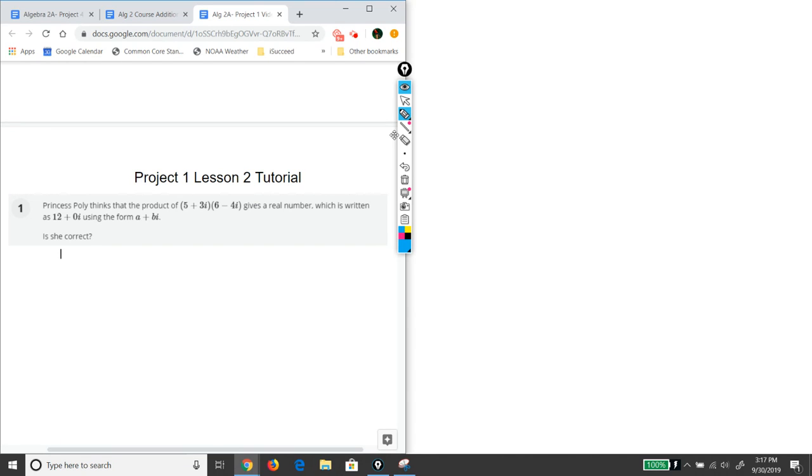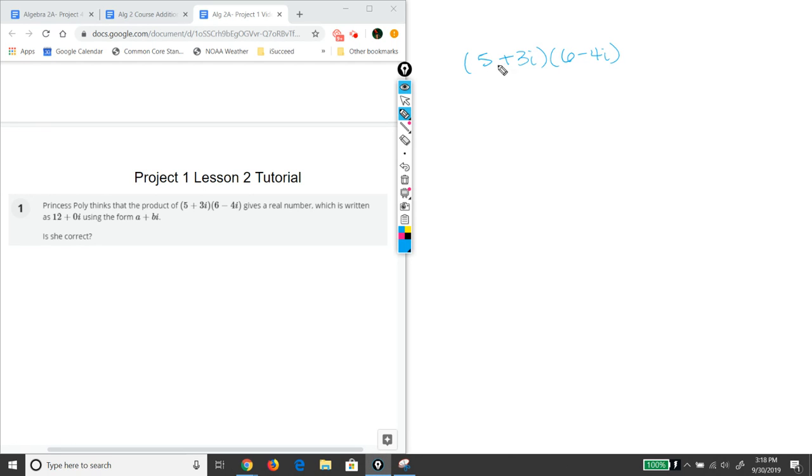And she's saying that the product, the answer, is 12 plus 0i, and she is using that complex form of a plus bi. So she's using the correct form, but we were asked to tell Princess Polly if she is correct. So essentially we're asked to check, did she multiply these two correctly? And you'll see from the presented solutions, if she did not, identify what the problem is. So to find if she's correct, we actually need to do the product of these ourselves. So I'm going to do that over here on my split screen on the right.